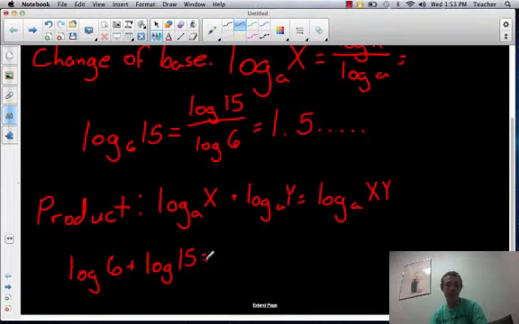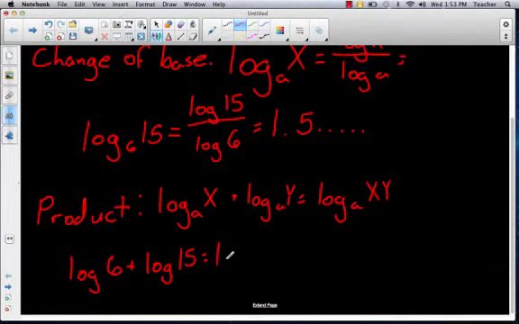Now, if we just plug this into our calculator, log 6 plus log 15, we'll get 1.95 rounded. So we've definitely got more decimals. With this one, you're multiplying x times y, so we could put a dot there to show the multiplication. Now, 15 times 6, or 6 times 15, is 90.